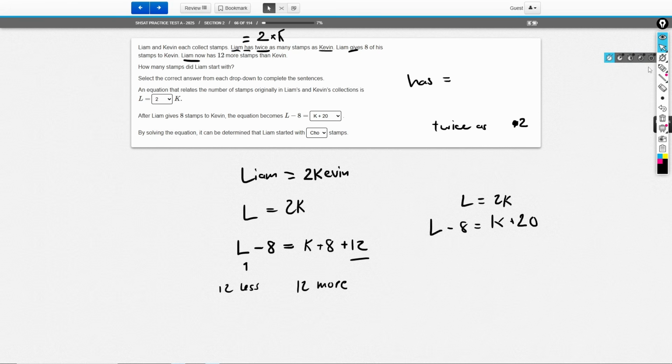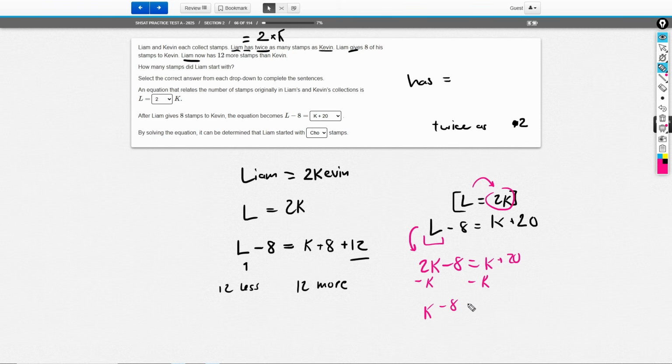Finally, they want us to solve these two equations. The way that we solve an equation, if we have two variables, as we saw before, is we plug in a variable. We need to make all the variables the same one. I already know that L is equal to 2K, and I have an L right here. So if L is the same thing as 2K, I can just replace this L with 2K. Now I have 2K minus 8 is equal to K plus 20. I can subtract K from both sides, and I get K minus 8 is equal to 20. If I add 8 on both sides, I know that K is equal to 28.